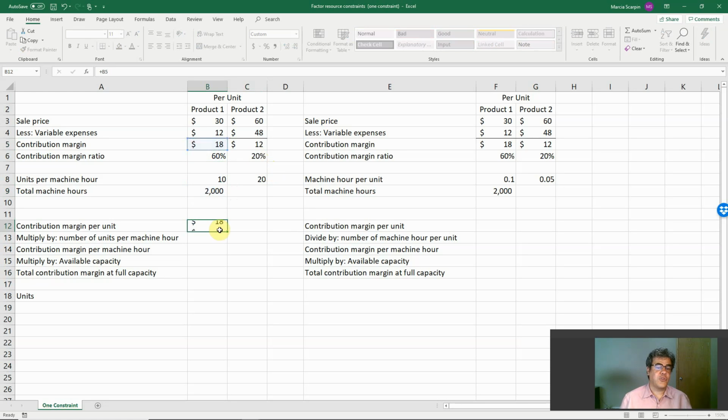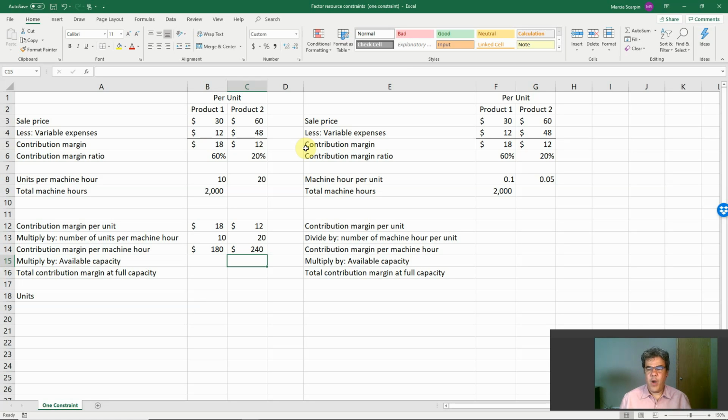We start with the contribution margin, 18 and 12, multiplied by the number of units that we are able to produce per hour, 10 and 20. And now we have the contribution margin per machine hour: contribution margin per unit multiplied by number of units per machine hour. Wow, now product 2 is the most profitable one, because if we work one machine hour, we will earn $240 for product 2, and only $180 for product 1.